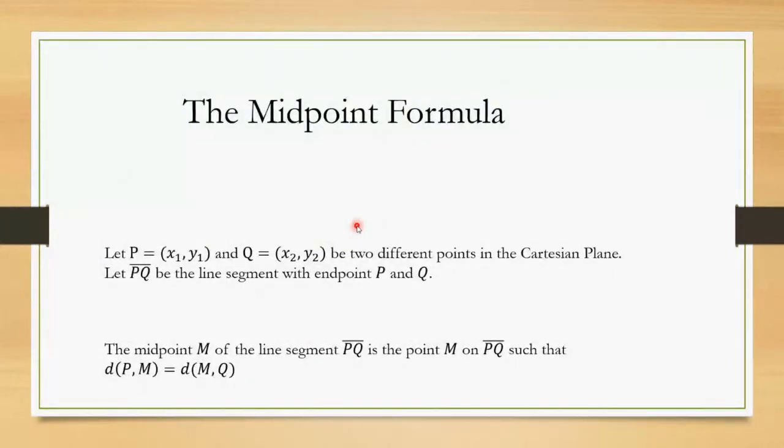All right. Now we're ready for the midpoint formula. We're going to let P and Q be two different points, so they're not equal to each other, in the Cartesian plane. Then you can connect the two points by a line segment. So you have a line segment with endpoints P and Q. That's what this denotes.